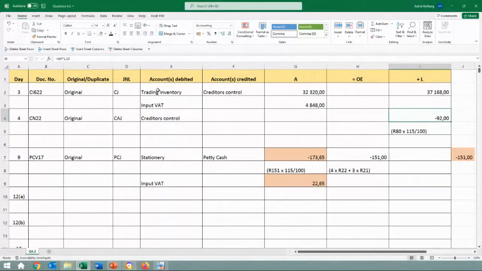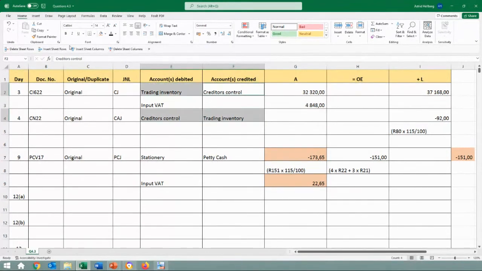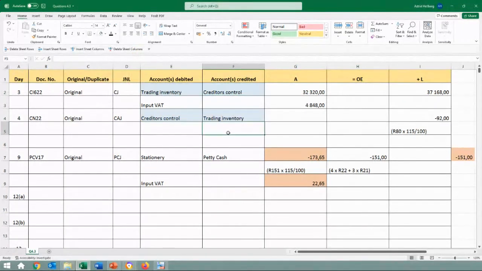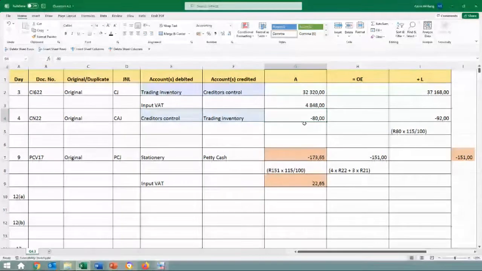Okay, now if I return something, we are also going to decrease the trading inventory, a similar account there. So you see the same accounts here. I'm just going to do this so that you can see the account names are exactly the same if I return something. Trading inventory we know is an asset account, and we said it would be excluding VAT, so the amount exclusive of VAT will be accounted for under the asset.